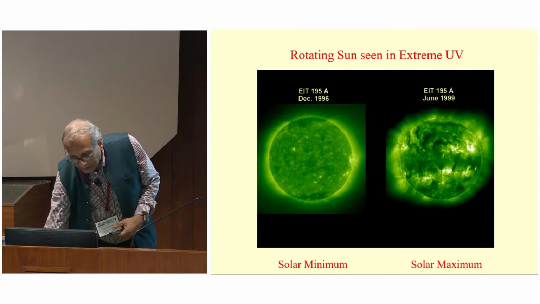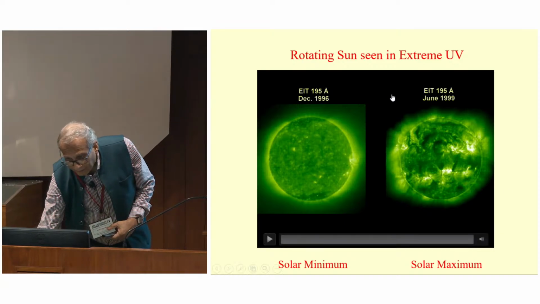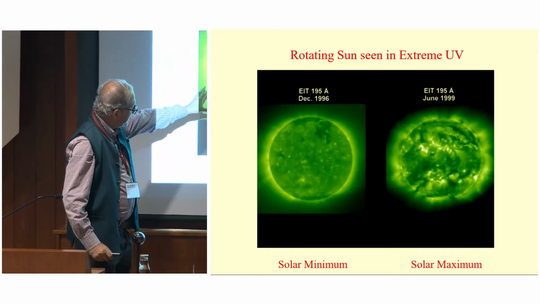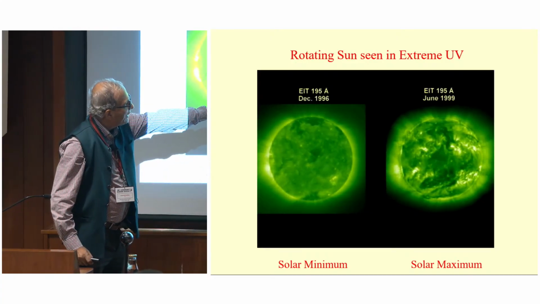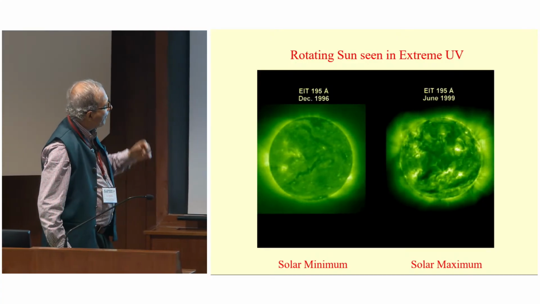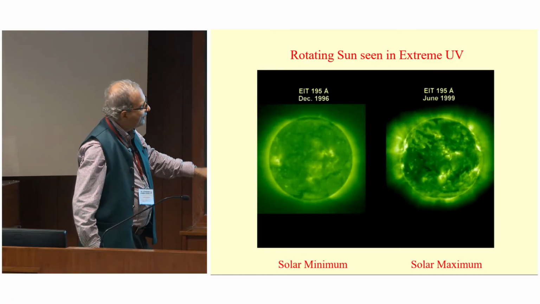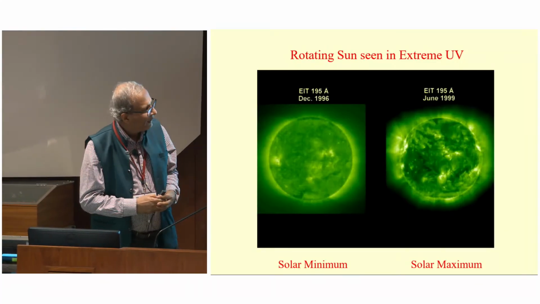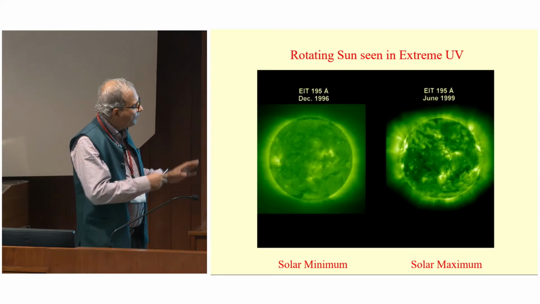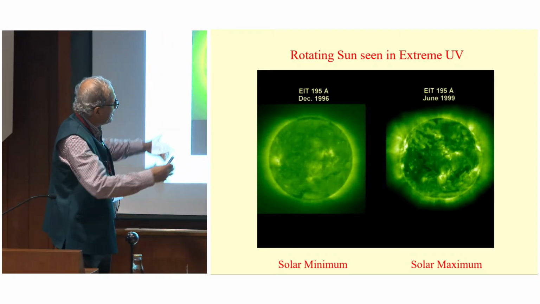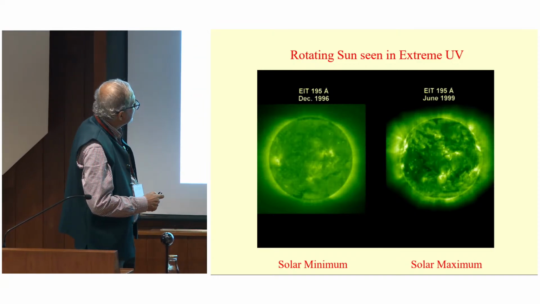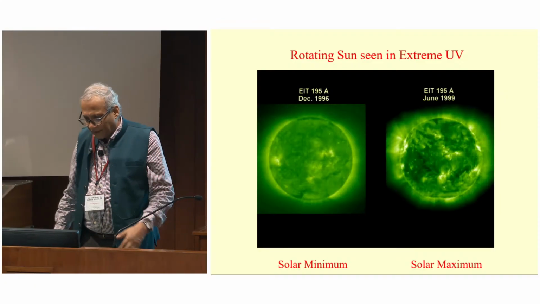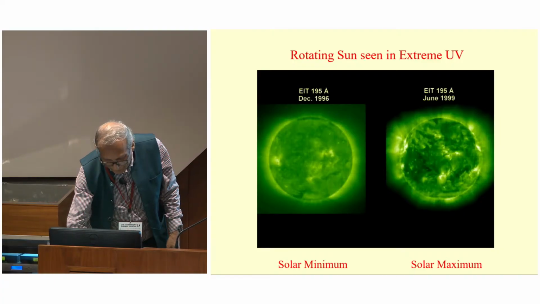So here I show you some images of the corona taken in the extreme ultraviolet. On the left side is an image taken during sunspot minimum, and on the right side an image taken during sunspot maximum. And of course it's not in real time, so the rotation period of 27 days is squeezed to something like a minute or so. And you can see that with the sunspot cycle, the corona looks very different, and the solar surface appears somewhat dark because it has a temperature of 6,000 degrees and does not emit much extreme ultraviolet.